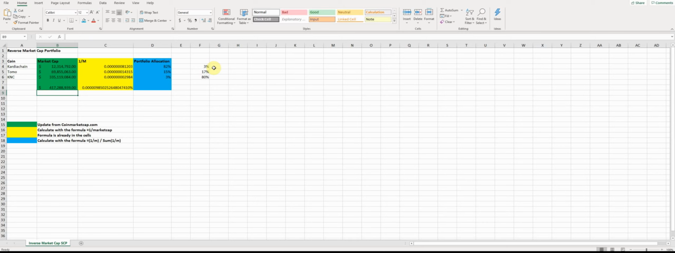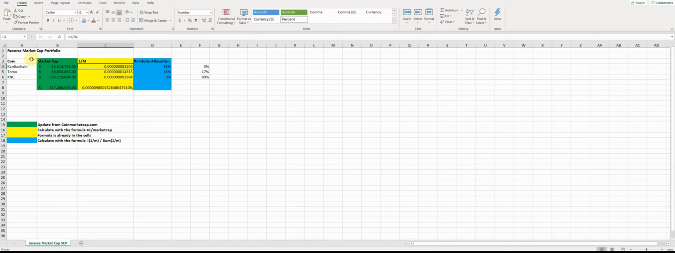And it even let me quickly calculate that in a traditional weighted market cap, these would be my holdings: 3% Cardia Chain, 17% Tomo, 80% Kyber. So what we're going to do to get the inverse is a real simple equation, which is just 1 divided by market cap. So in here, you can see I put that equation in there. All it is, if I were to type it out here, equals 1 divided by market cap of Cardia Chain. And those are already done here.